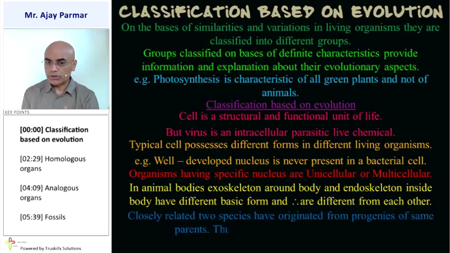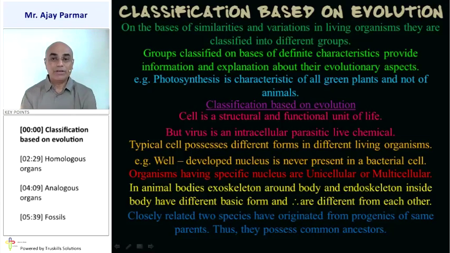Two different groups may be closely related. That means they might have originated from the progenies of the same parent. That means those two closely related species must be the great-grandchildren, great-great-great-grandchildren of the same parent. That means they possess common ancestors.